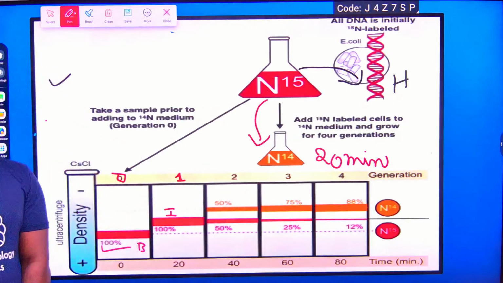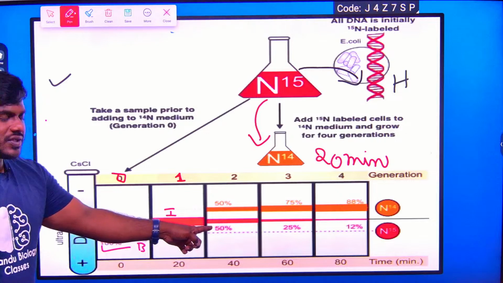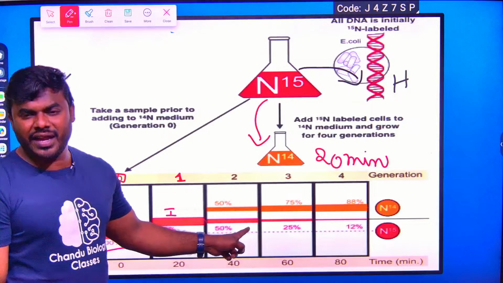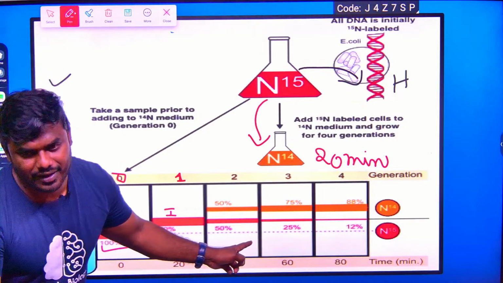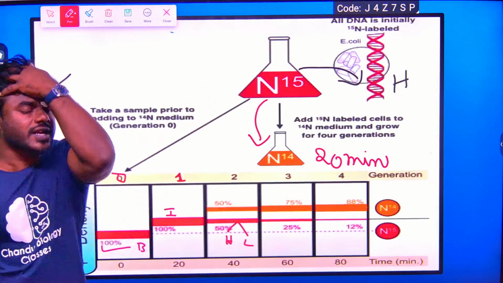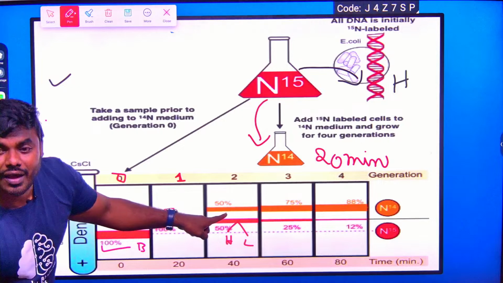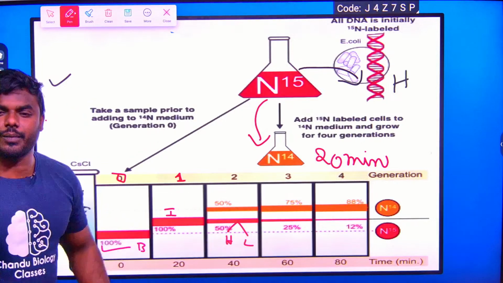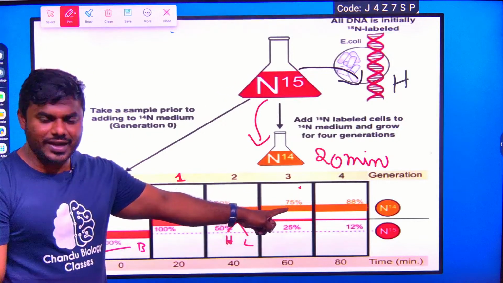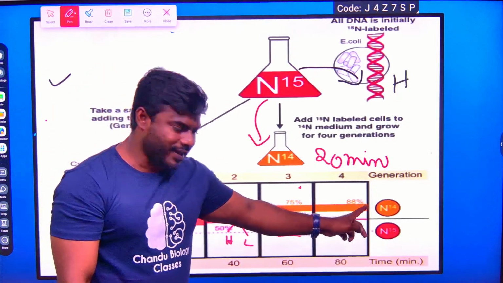Now second generation. Now you tell me, second generation what did I get? Can you see here, when the band is in the middle, what does it indicate? Intermediate. Correct na? This is intermediate. It is a combination of heavy and light. Above, if the band is present above, light. So in the second generation 50% I got light, 50% I got intermediate. Correct na? Generation 3, what did I get? 75% light and 25% intermediate. Fourth generation I got light and intermediate.